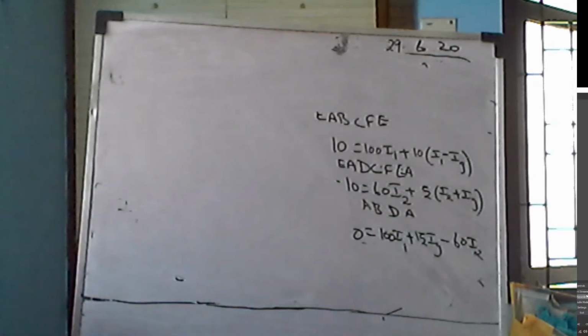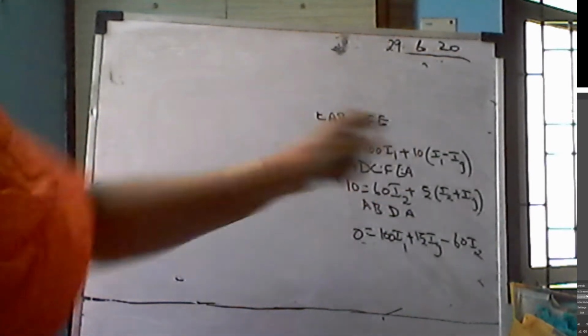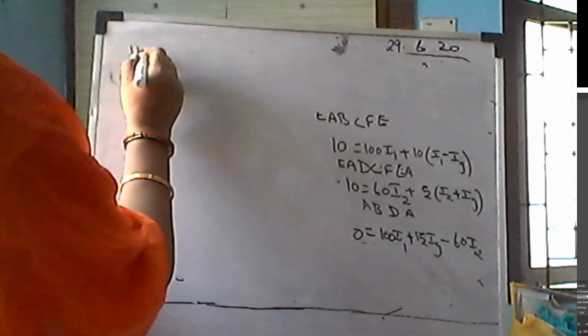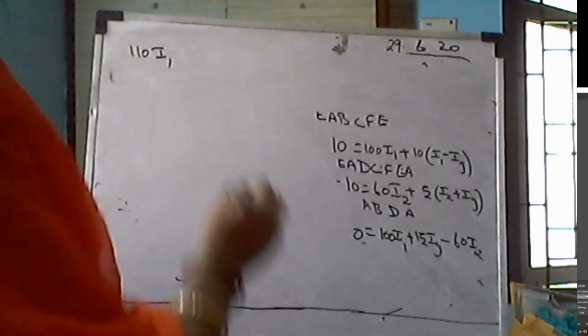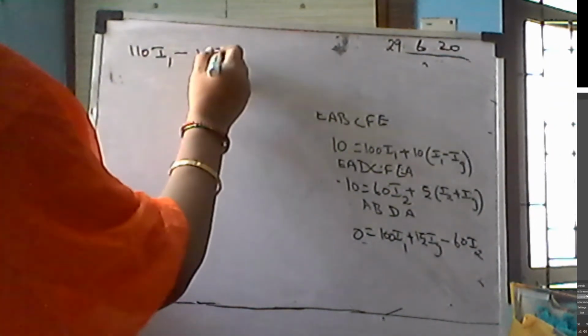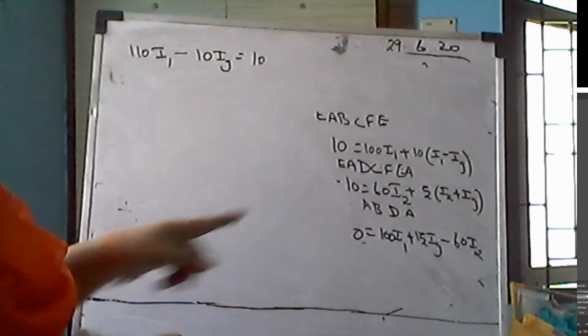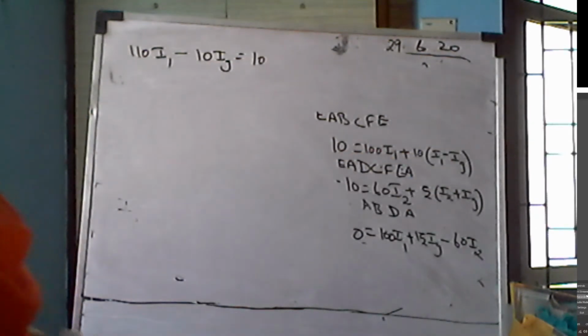So I am writing the first equation. First equation as 100 plus 10, 110 I1 minus 10 IG equal to 10. This is one equation. 110 I1 minus 10 IG equal to 10.